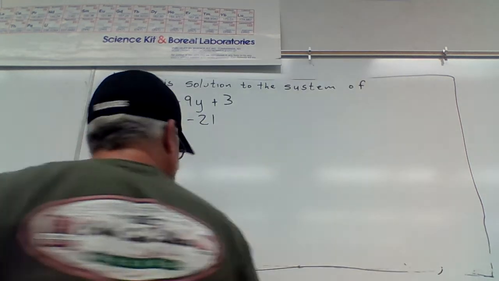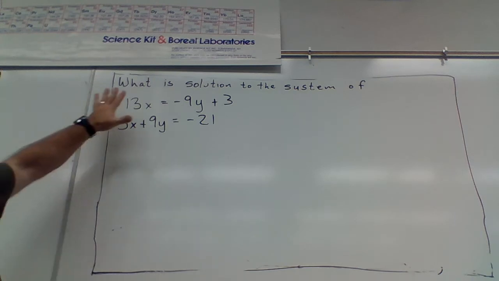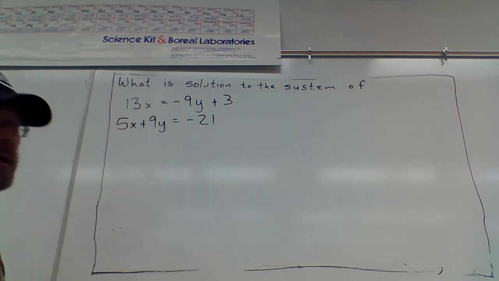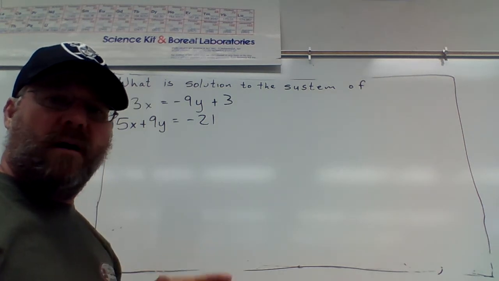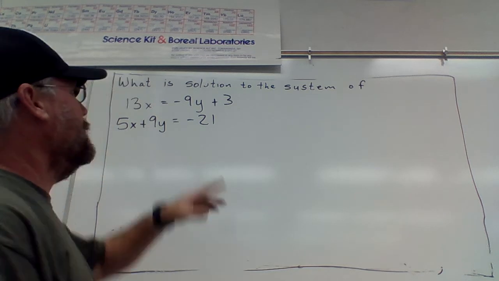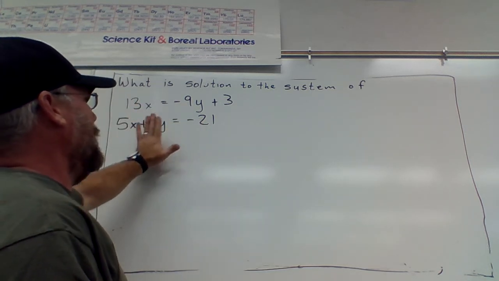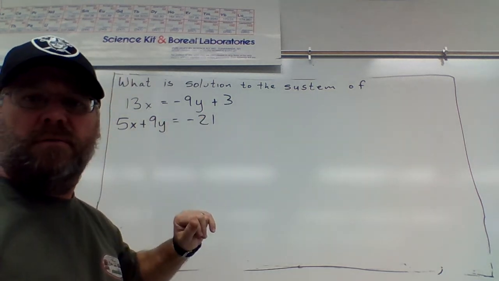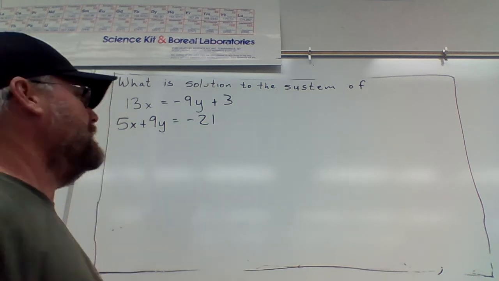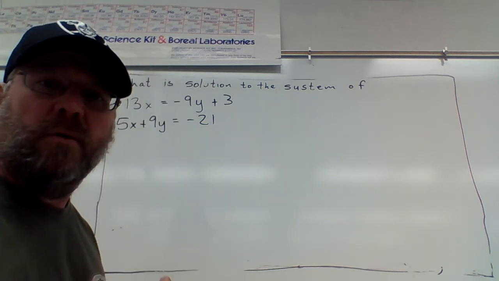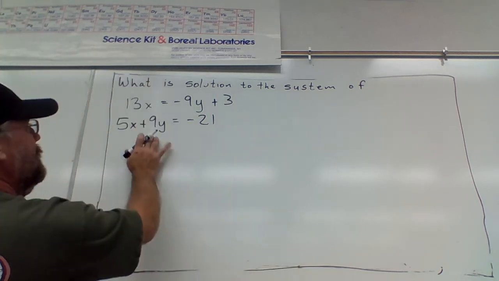So here we go. We have the 13x minus 9y plus 3. The idea here to solve this one is I've got to get the y's on the same side of the equal sign. I could either move this over here if I wanted to, or I can take this and move it over to the negative 21 if I want to. It doesn't make any difference, but I'm going to do it here on the second one.